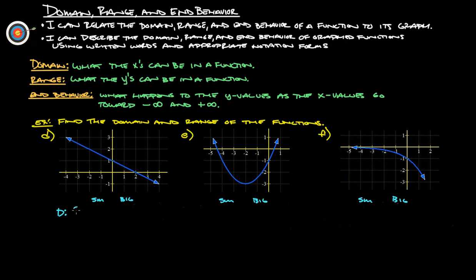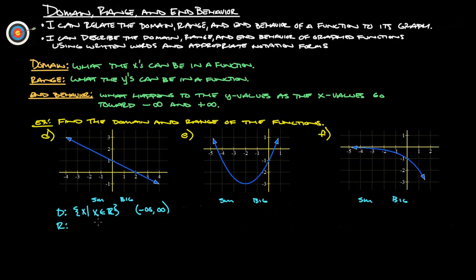So we would write this, if we're doing our set notation, as x such that x is an element of all real numbers. That's what that means. Okay? We could also write it with our interval notation. We could write it as negative infinity to positive infinity. That's pretty easy there. Okay?